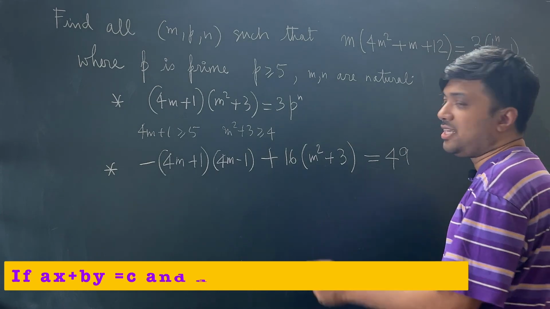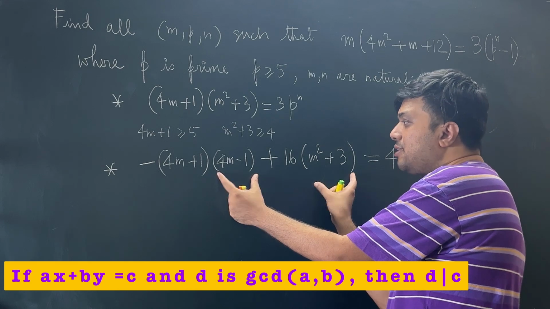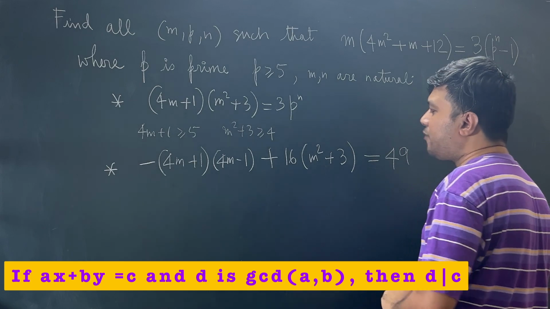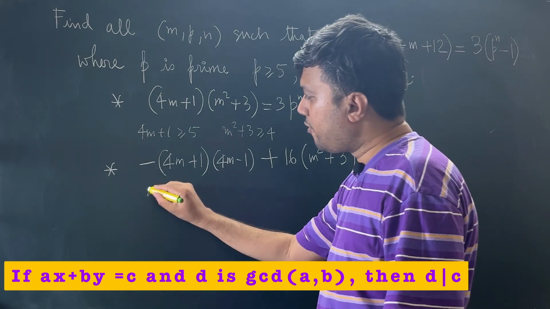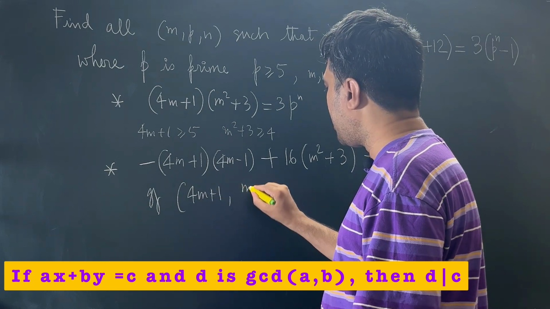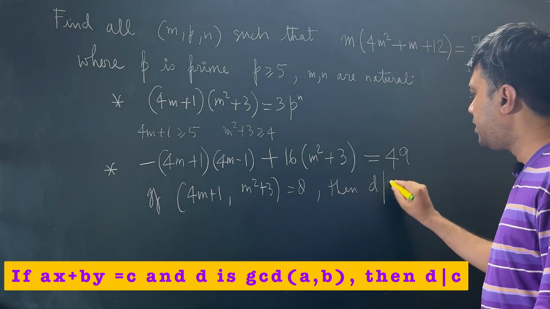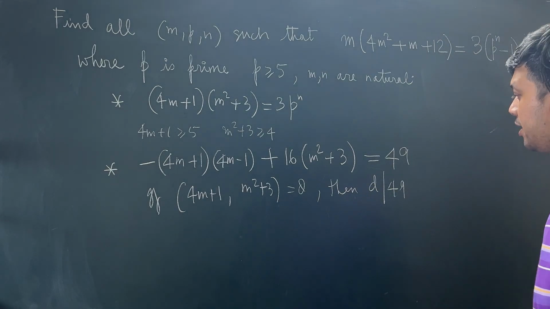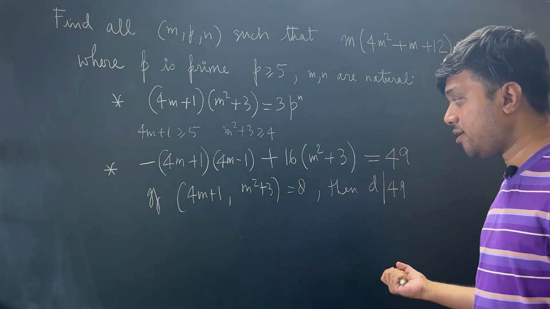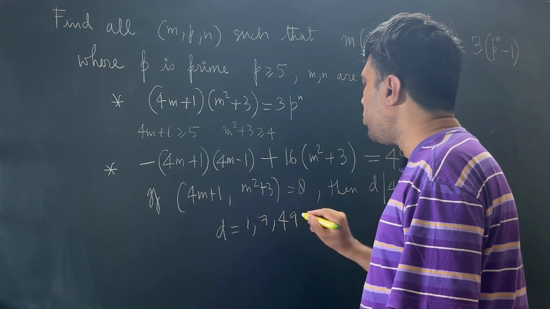If D is the GCD, this is a typical thing in number theory, of 4m plus 1 and m square plus 3, then D will divide the product, and D will divide this difference. So D will divide 49. Clearly D divides 49, which means the greatest common divisor is a factor of 49. The only possible factors of 49 are 1, 7 and 7 square, that is 1, 7 and 49. So D can be 1, 7 or 49. These are the only possibilities.